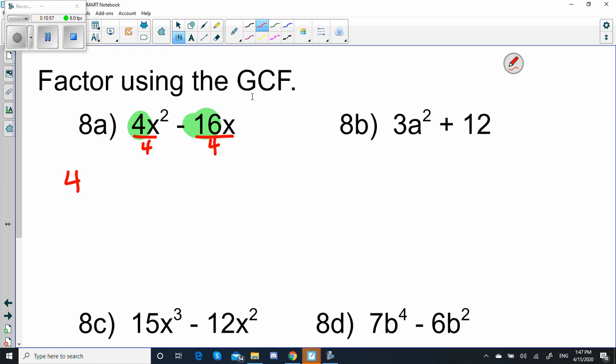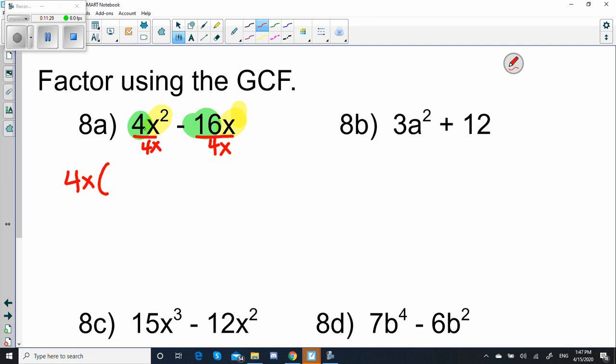Now I'm going to look at the x's. I need the most amount of x's that can be divided out of both of these terms. In this particular term, there's 2 of them. X squared means there's 2 x's, and this means x to the first, where there's only 1 x. I can't take 2 x's out of this one, but I can take 1 x out of both. So I'm going to divide x out of both of them. So 4x is going to be in the front of my factored form.